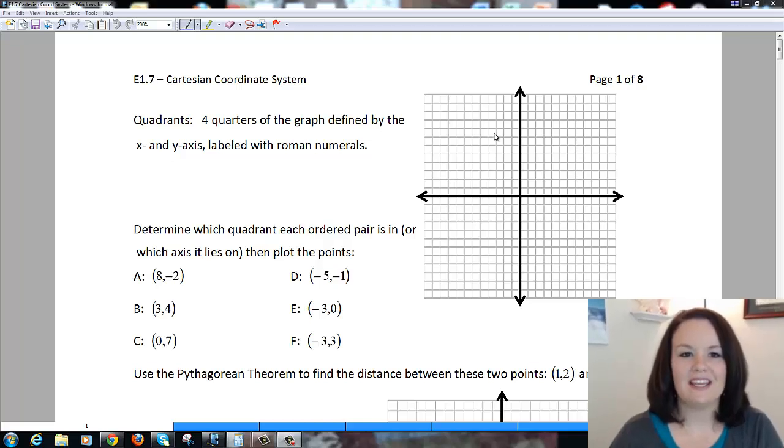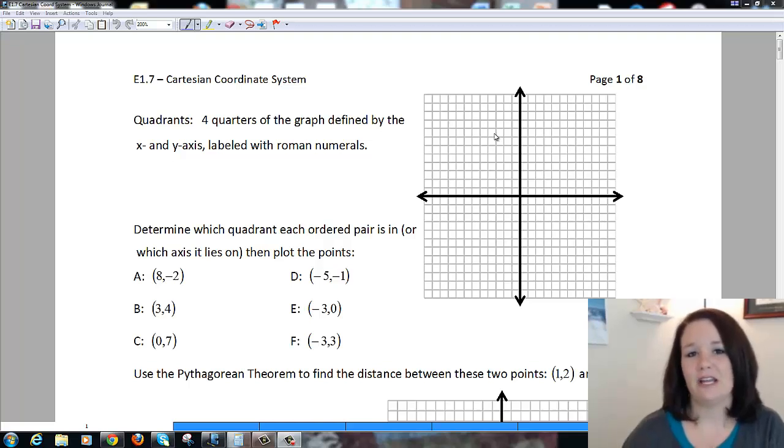All right, this is E1.7, which is the Cartesian coordinate system. This is a review of graphing basic points, finding the distance between points, and using that to incorporate some triangles, okay? So the first thing we want to go over is just a refresher of basic plotting points.